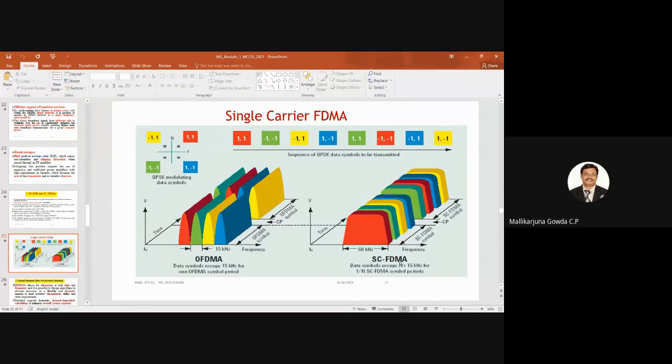Then here the data symbols will occupy N times 15 kilohertz for 1/N SC-FDMA symbol period. So here the value of N will be 4. In that sense, it is taking 60 kilohertz. That is 4 symbols: 1, 2, 3, 4. So 4 symbols. That is why I said 60 kilohertz here.